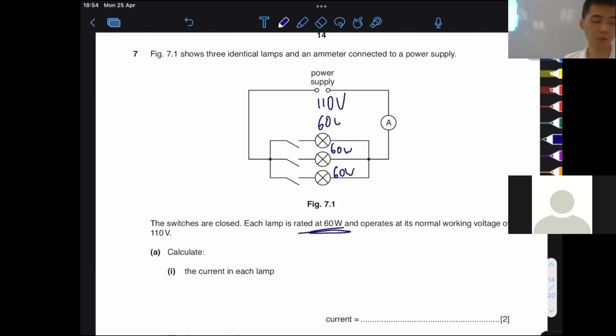Yeah, you need to do 110 volts in all 3 of them. What do you think?